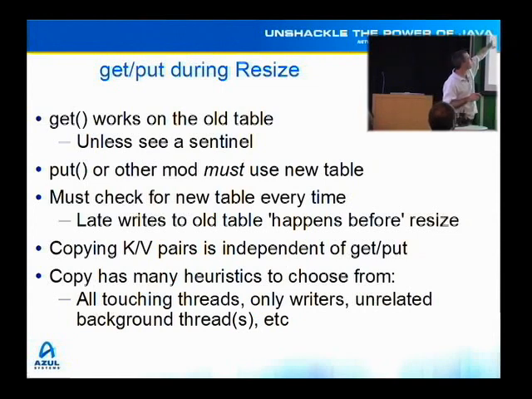But actually copying the key value pairs is independent of get and put. So I have a lot of heuristics to choose from. The heuristic I'm using right now is everybody who touches the table does a little bit of copy work, and then they do their operation, whether it's a get or a put or a delete or an insert or whatever. But I could have only the writers copy the table. If I want the readers to be really fast, they can just read and go on the old table unless they're told to go to the new table. I could have it with unrelated background threads. I could spawn extra threads. If I got extra cores, I could have background threads do the table copy for me.